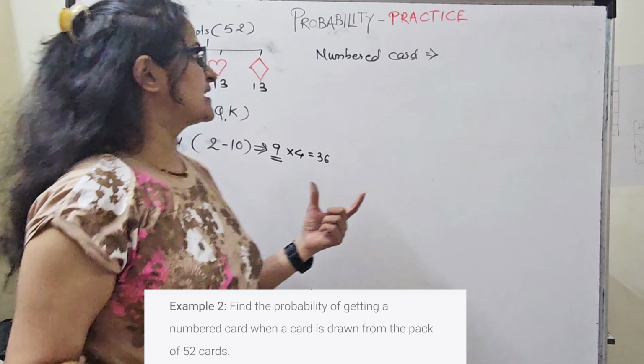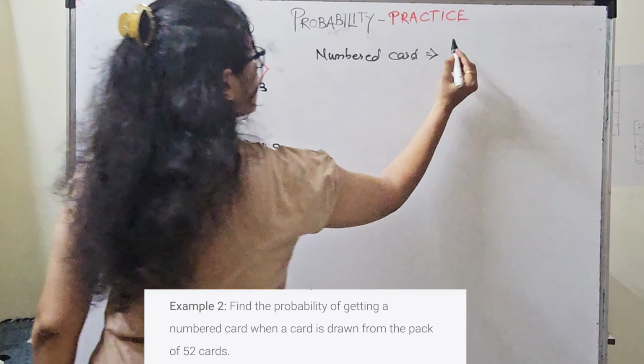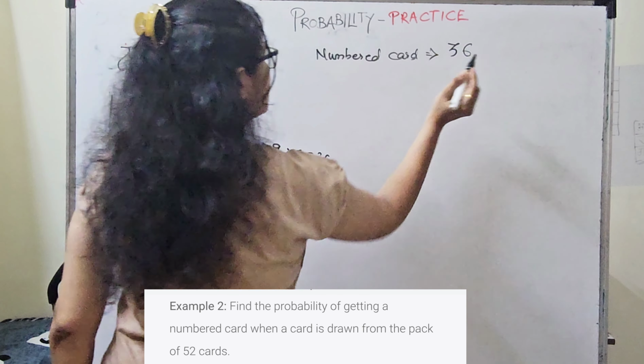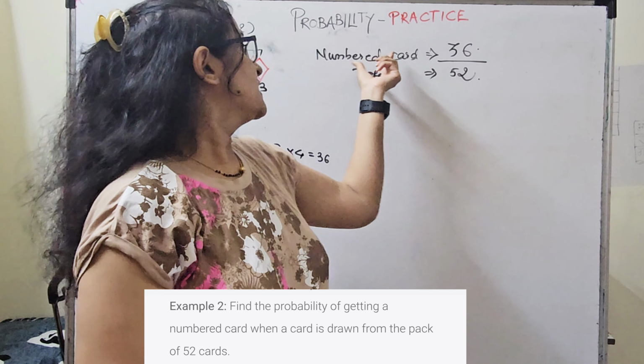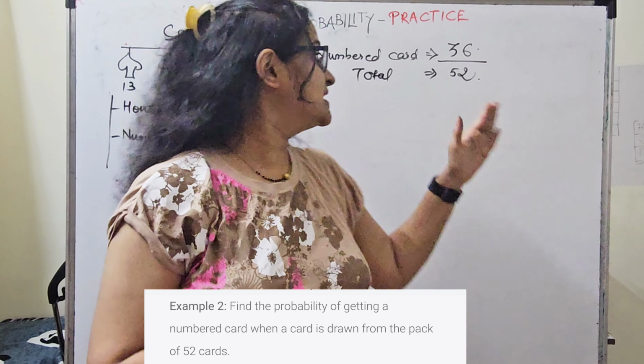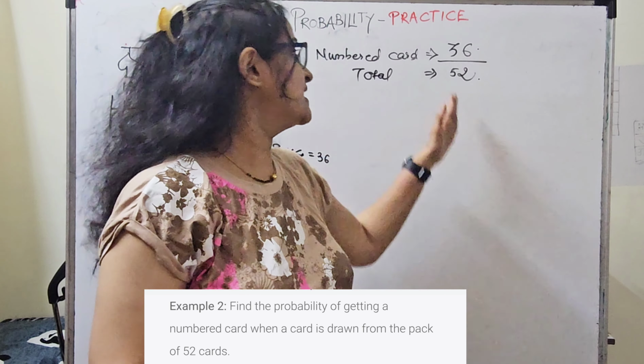So 36 is nothing but your total numbered cards, meaning total favorable outcomes, right? And how many total outcomes are possible when you are selecting just one card? So total cards 52, correct? You can always select any of them, right? So this favorable outcome divided by this total outcome is nothing but the probability of obtaining the numbered card event. Yes, easy. You can do the simplification part. That is not for me.